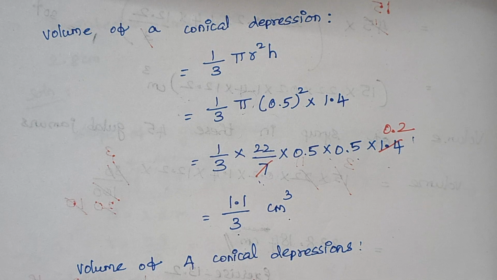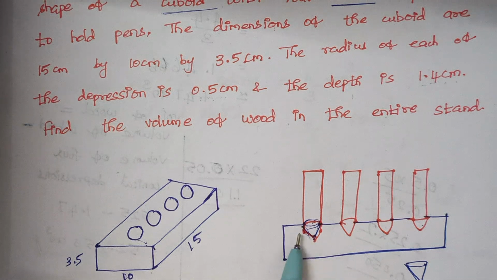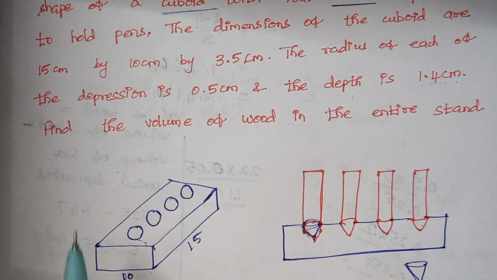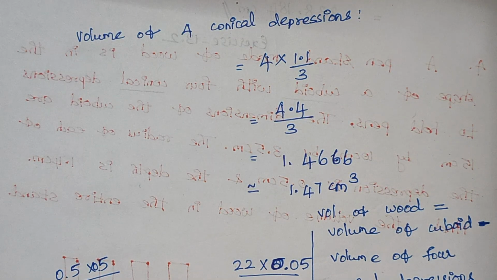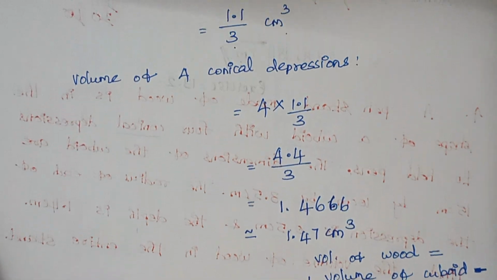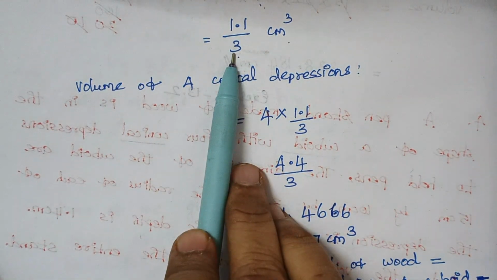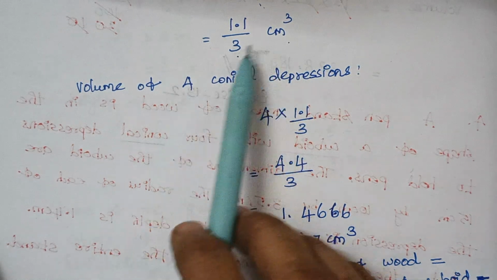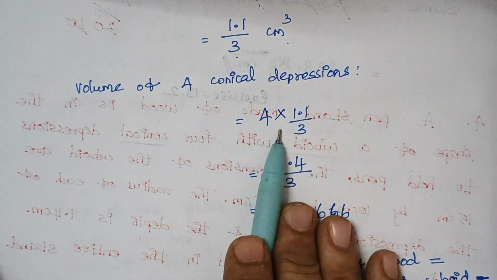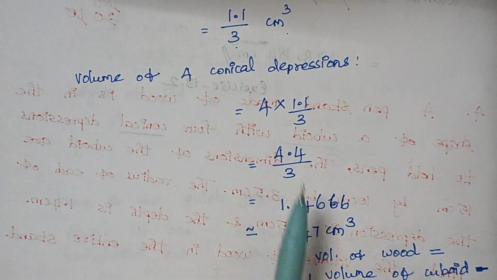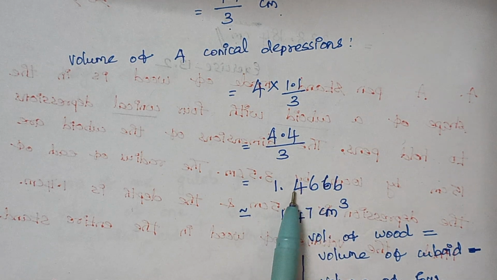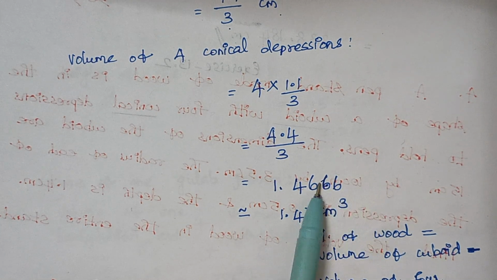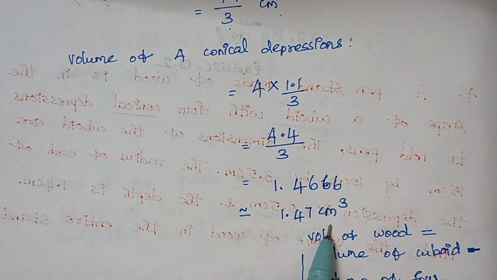So how many conical depressions do we have? We will look back at the problem. We have 4 conical depressions. You see 1, 2, 3, 4. Therefore, the volume of 4 conical depressions: this is the volume of a single conical depression, and since we have 4, we multiply this term by 4. So 4 into 1.1 by 3 is nothing but 4.4 by 3. When you simplify, we get 1.4666, and it goes on. So I am writing it as 1.47 centimeter cube.